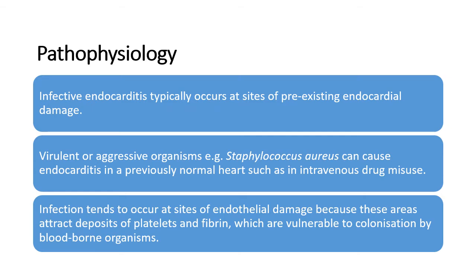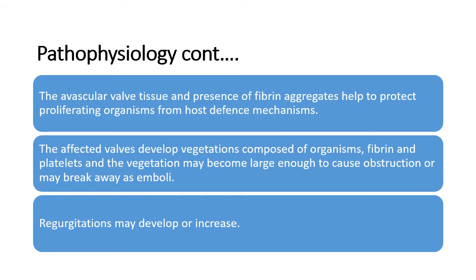So coming to the pathophysiology of infective endocarditis, we say infective endocarditis typically occurs at the site of pre-existing endocardial damage, as we saw. The virulent or more aggressive organisms, which are staph and strep, are the most common cause. Infection tends to occur at the site of damage because these are areas which attract the deposition of platelets and forming blood clots. Hence, blood clots are a good medium for bacterial growth. Avascular valve tissues and the presence of fibrin aggregates help proliferation of the organism and protect these organisms from host defense.